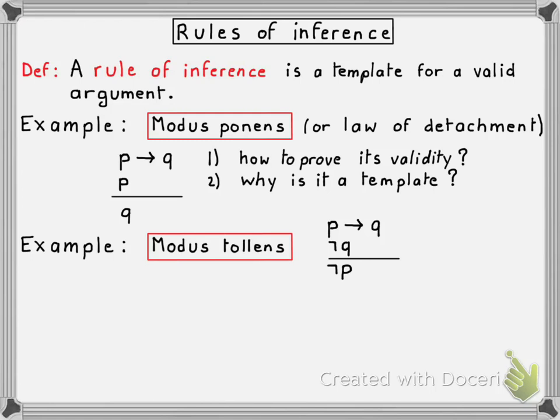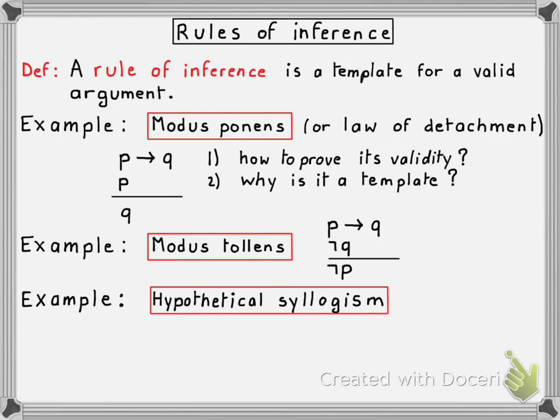And while we're at it, let's add a third rule of inference. This one is called hypothetical syllogism. And like the first two, it starts with the same premise, P implies Q. But in this case, the second premise is another conditional, Q implies R. And what the rule of inference called hypothetical syllogism allows you to infer from P implies Q and Q implies R is simply that P implies R, which is a form of transitivity of the conditionals.